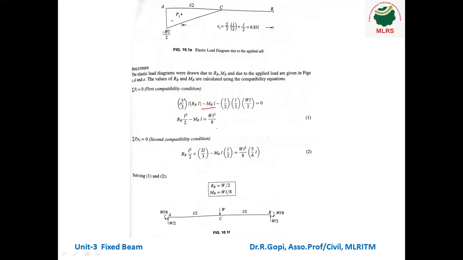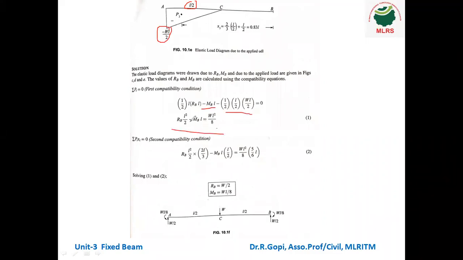So except this reaction, all other diagrams are minus. Next, come to this diagram. So what is the area of this diagram? Half into B. B is L by 2 and H is WL by 2. Okay, so half into B into H equal to 0. So from this, we got one equation.